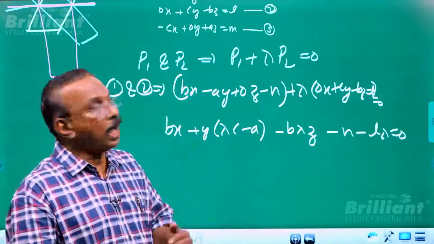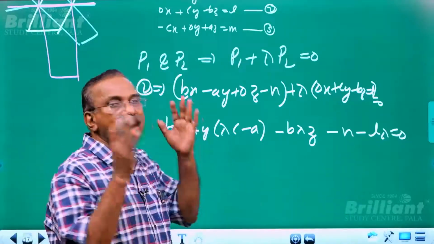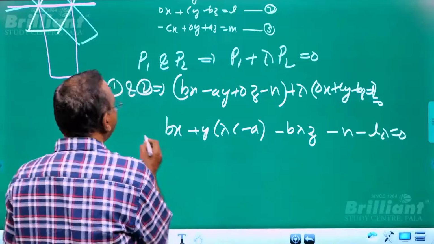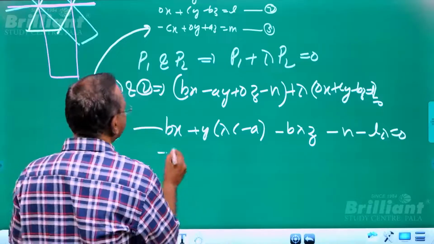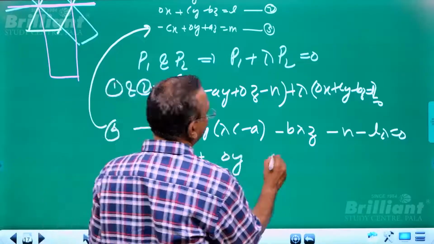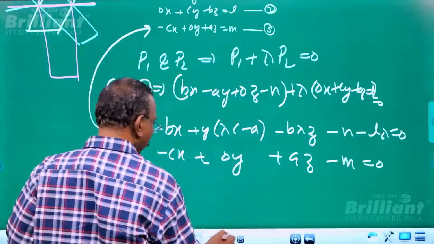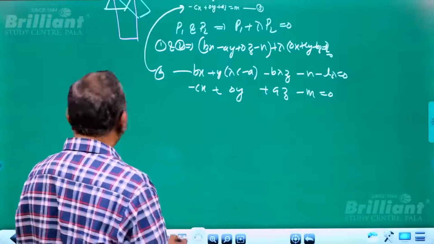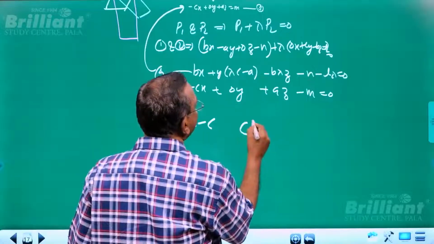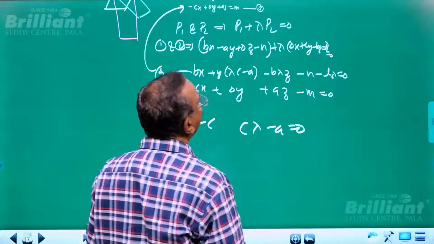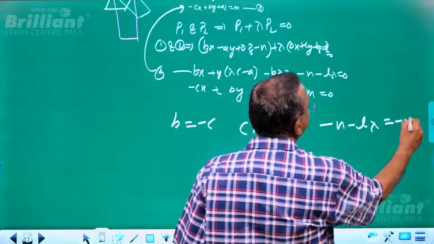You equate this plane with the third one because the third plane also passes through the same line. So the equation of this plane is marked as 4, and you club this one with our equation number 3. That means minus cx plus 0y plus az minus m is equal to 0. Now this will be the same only if b is equal to minus c, and at the same time c lambda minus a is equal to 0, and minus n minus l lambda is equal to minus m. These are the three conditions.